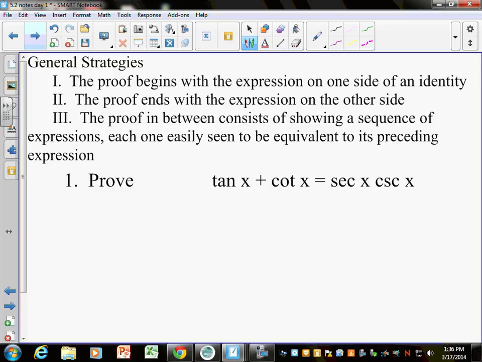How can you write tangent as a fraction? Sine of x over cosine of x, plus how can you write cotangent? Cosine of x over sine of x.